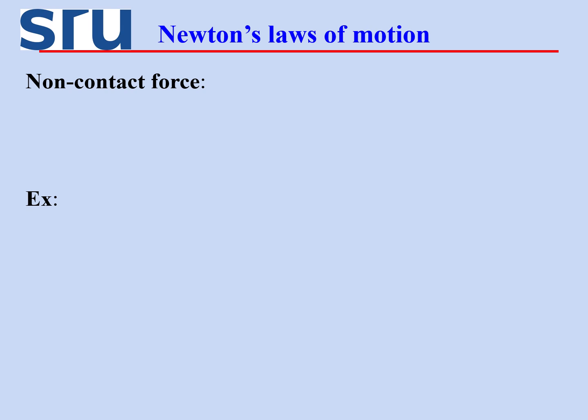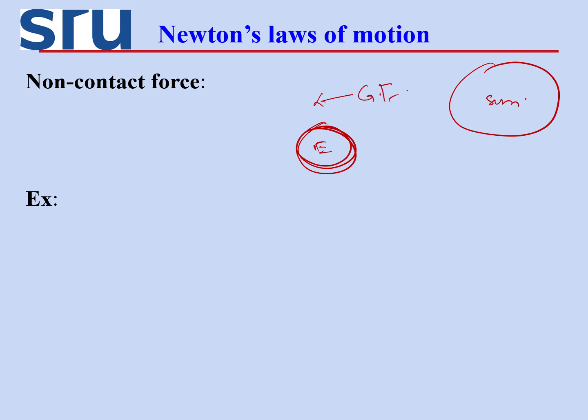Non-contact force: the force acts on the object without direct physical contact. For example, this is the earth and this is the sun. So there exists a force. This force is gravitational force. So there is no physical contact between these two objects, but there exists a force. That force is gravitational force.